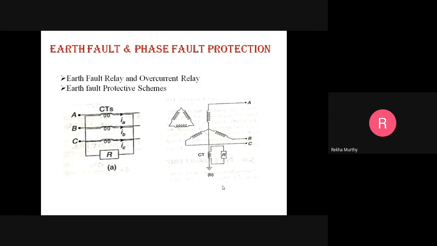One more diagram I would like to show is a special type of CT known as a core balance CT, which encircles the three-phase conductors. This is a ring type of CT which you can utilize for the protection against earth faults.